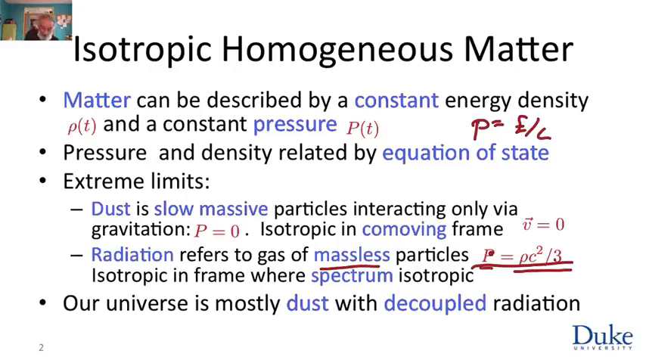And similarly, the radiation is homogeneous because the energy density is the same everywhere, and it's isotropic in that same co-moving frame. In that case, the spectrum is isotropic. Of course, if you are moving, you will see, just as we do, a blue shift in one direction and a red shift in the other, and you will know that you are not a co-moving observer. Our universe, as we said, is mostly dust with some radiation, and the important thing is that there's not a strong interaction between those two components.